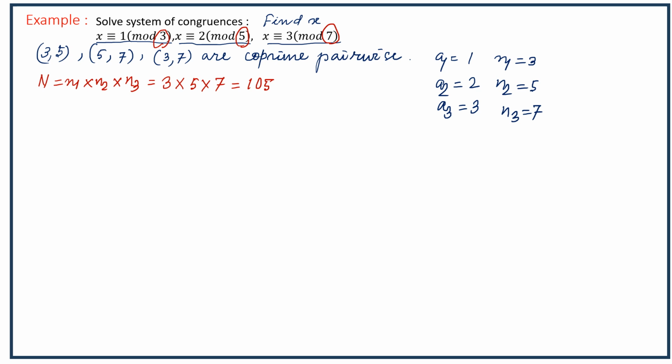Next, coming to the second step. The second step is finding the individual capital N. So N1 equals N divided by small n1. So it will be 105 divided by 3. That will be 35.